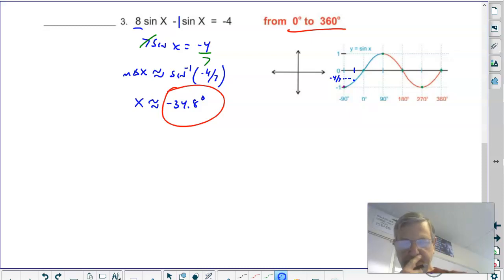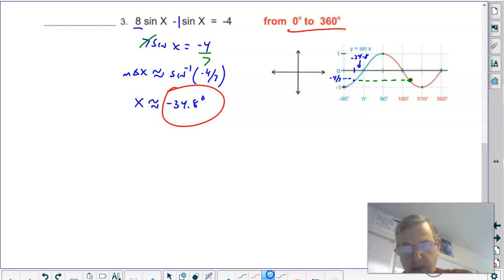No, that's good, right? -34.8. So in here is your -34.8, right? Approximately. Okay. So now we got to figure out that value. So there's one of our answers right there.